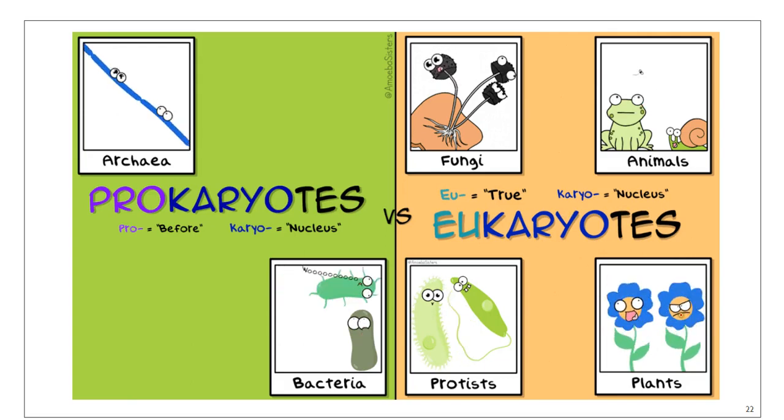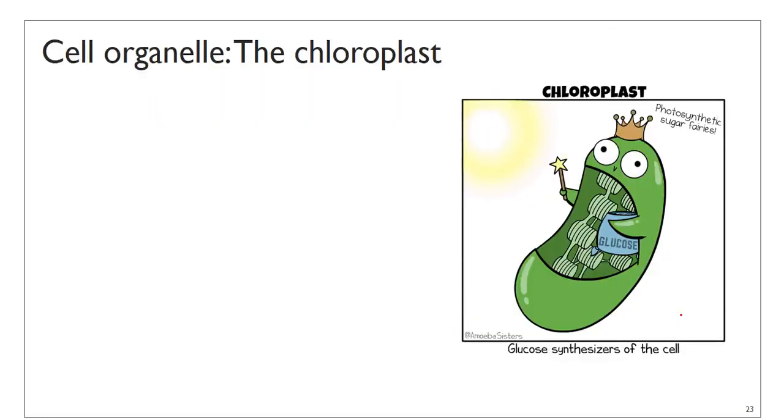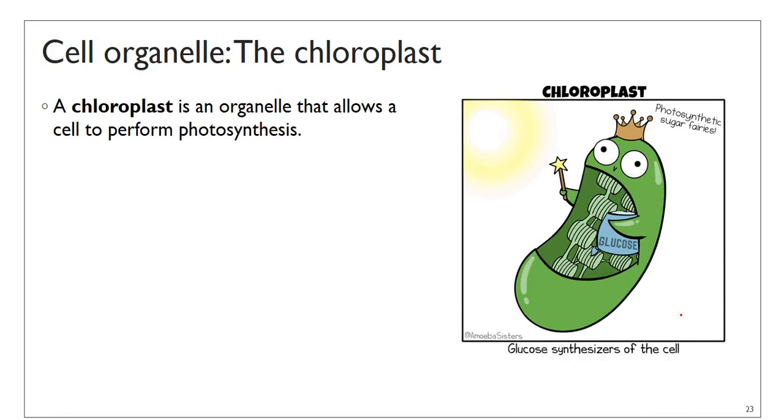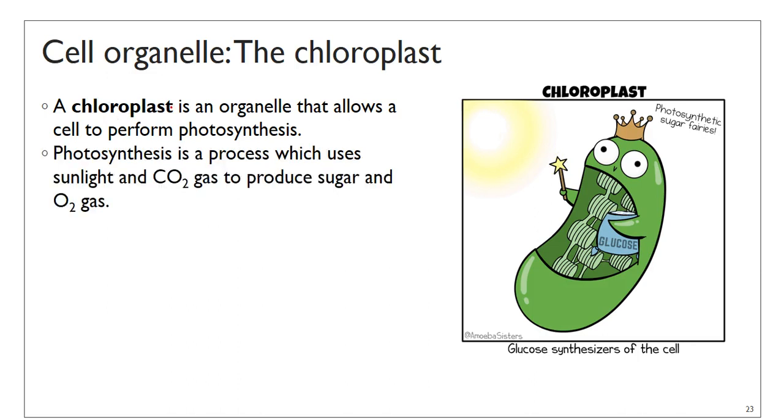Why is this plant so angry? I don't know. So we're going to talk about the green stuff. The green stuff in the plant is called a chloroplast, and this is the organelle that allows the cell to perform photosynthesis. Obviously we as animals cannot perform photosynthesis. That'd be good, I would no longer have to eat, but we can't. Plants can because they have chloroplasts.